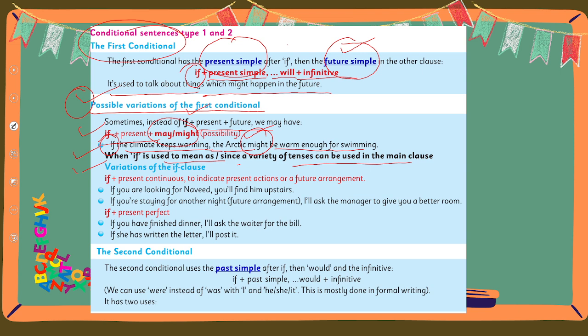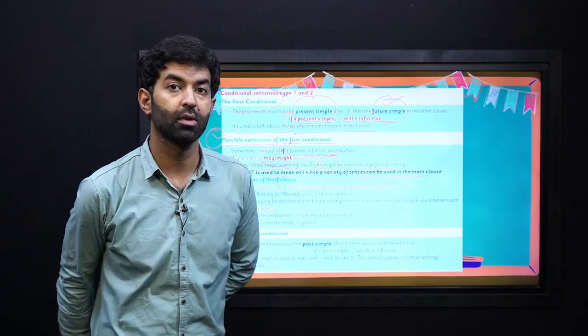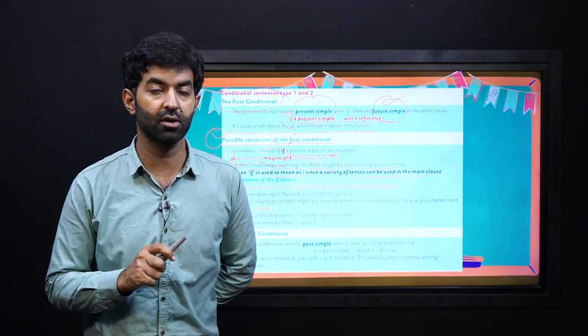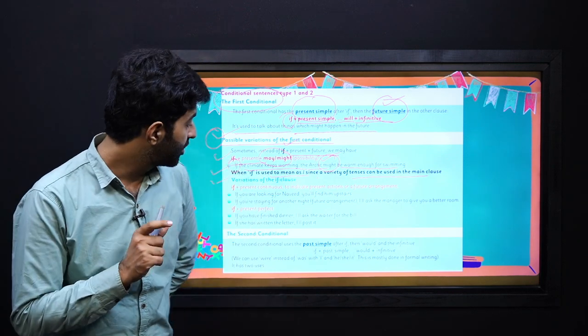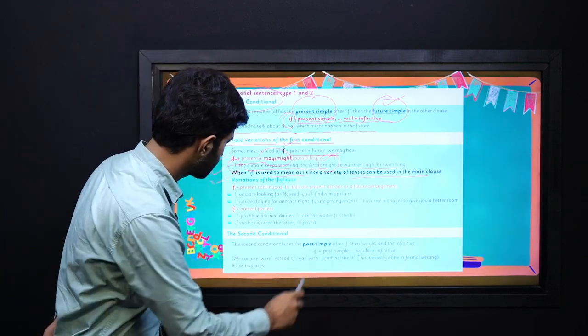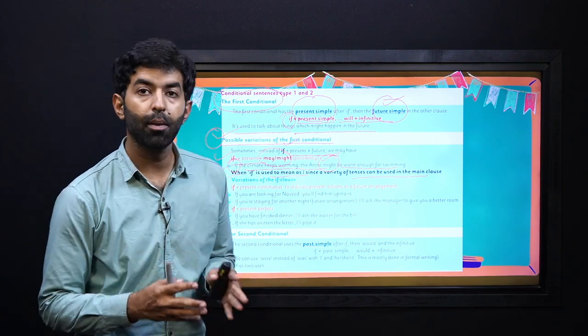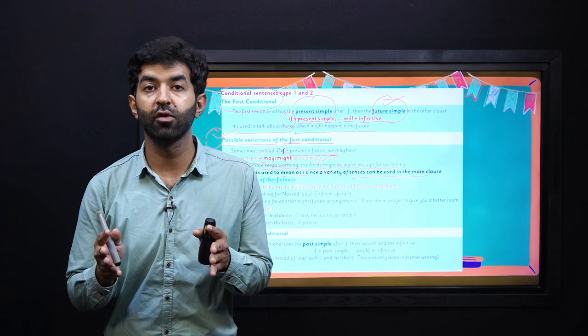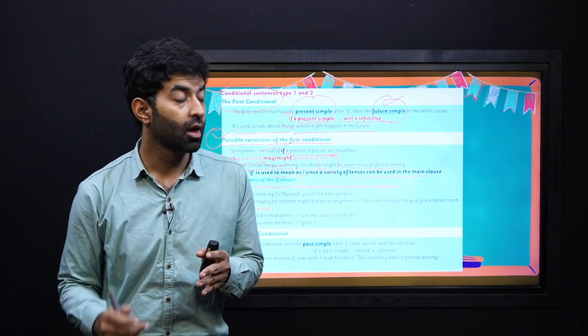If she has written the letter, if, then present perfect, done in the past, but it is still effective, then you add your future tense or future aspect. So if she has written the letter, there is a condition, then I'll post it. Now, we are clear about the first condition with different variations and if clause.